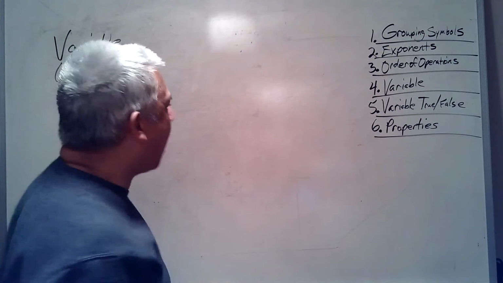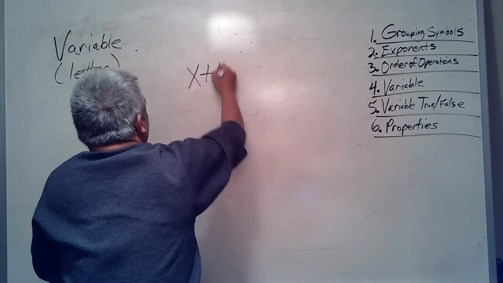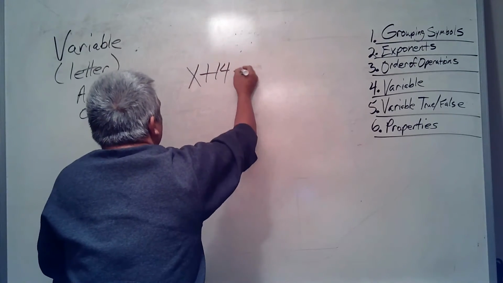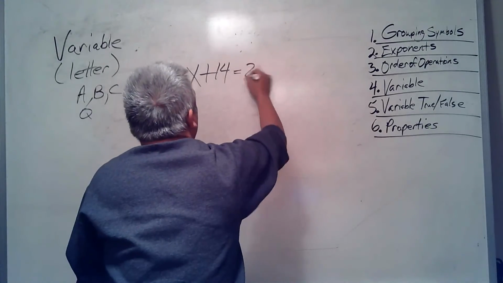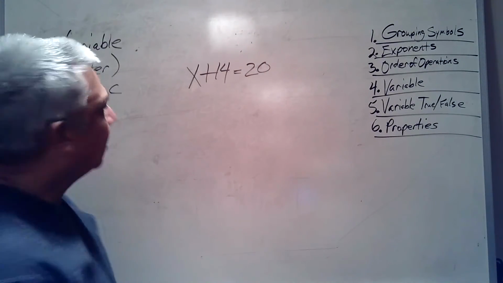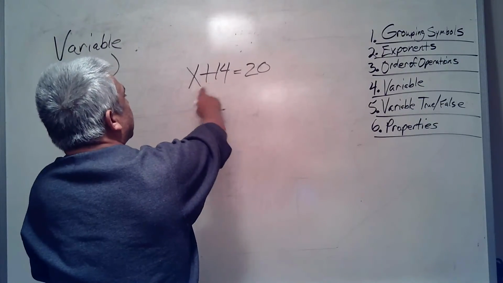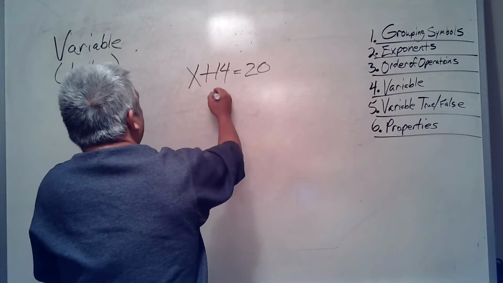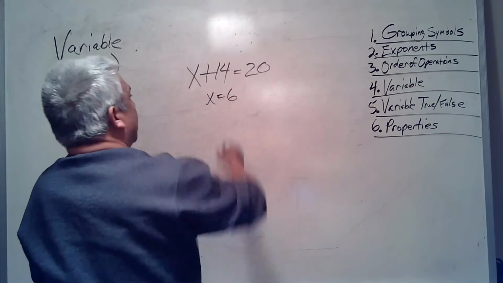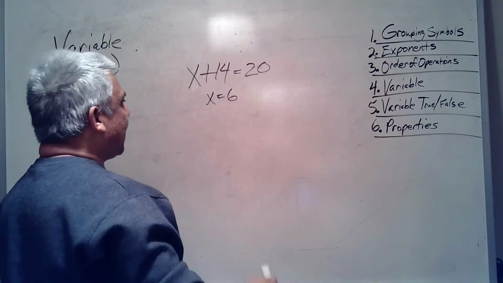Now when you read, the problem's going to probably say something like x plus 14 equals 20. You can work this 2 different ways. If your mind thinks, hey, 14 plus what is 20, you could say x is equal to 6 because 14 plus 6 equals 20. If your brain don't work that way, that's okay.